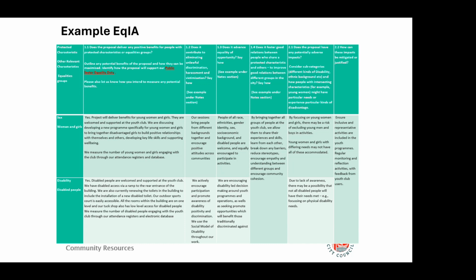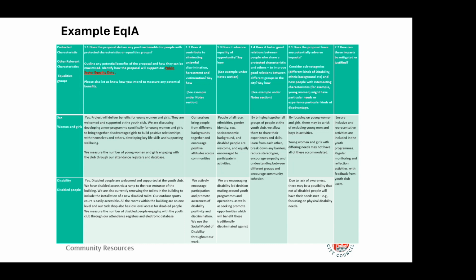The next column, 1.1, asks you to detail any positive benefits your project will support from the group of people. And this means the opportunities for inclusion. What is your proposal positively doing? What are the benefits in terms of engagement and providing better opportunities? How are you achieving these? State what evidence you can provide to measure this.